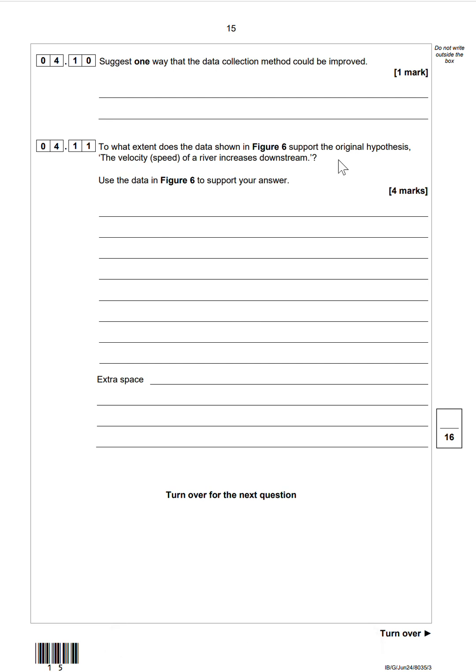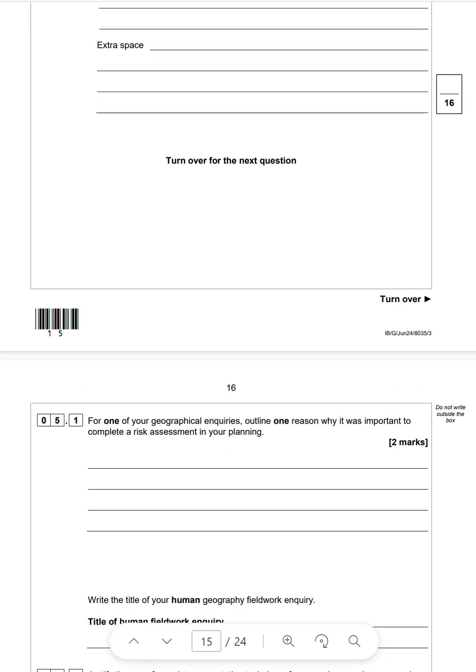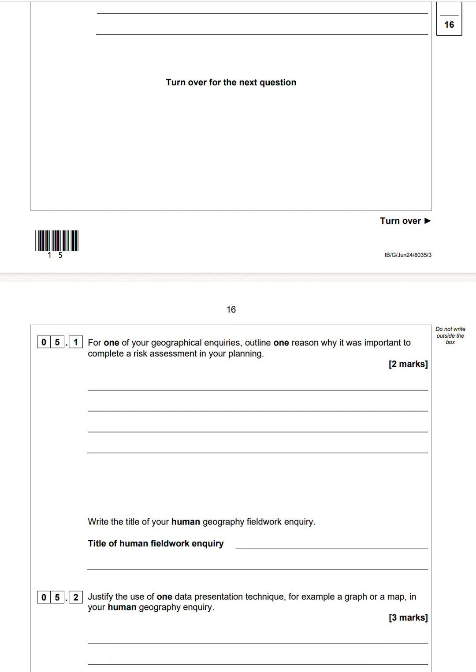To what extent does the data shown in figure 6 support the original hypothesis? So you're going to pick that data out, you're going to go back to the hypothesis, and you're going to help explain your answer there. Now, so that's questions 3 to 4.